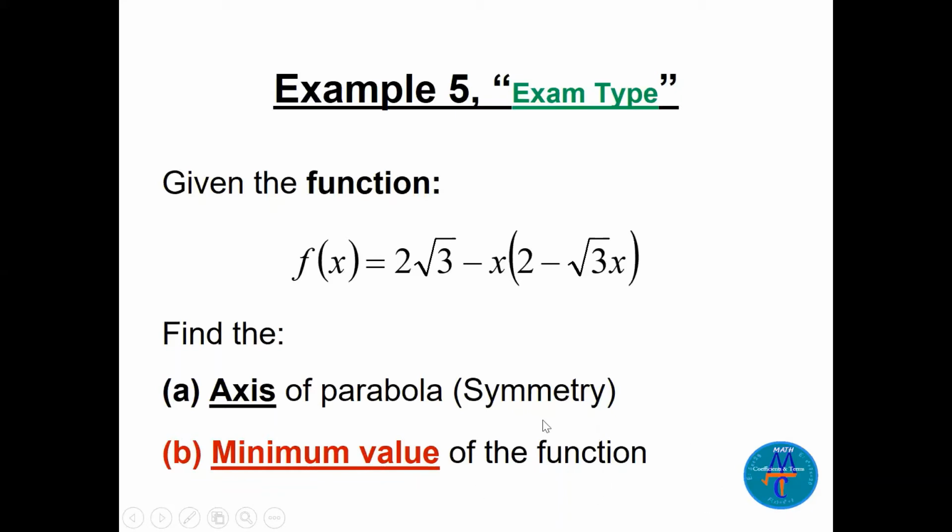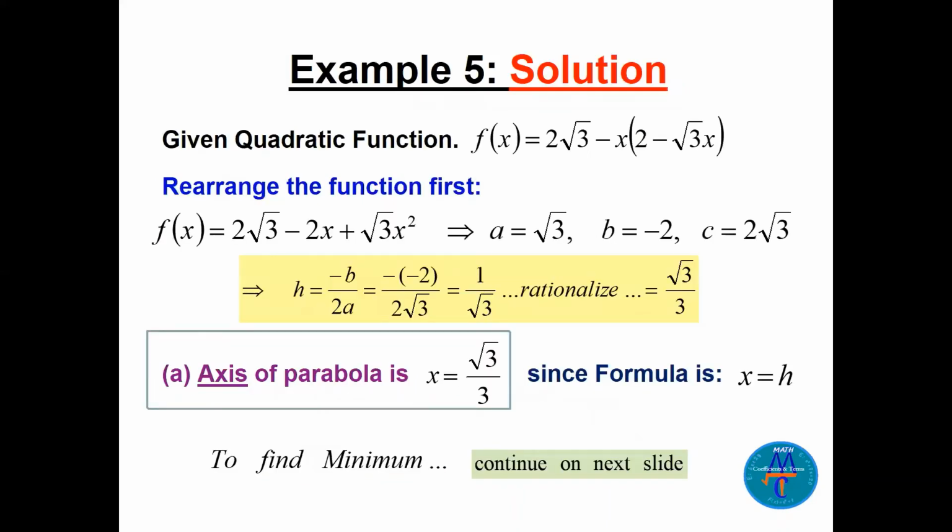And then always you start with the vertex and the standard form. So you rearrange the function here, just multiply: minus 2x, you see here, and then plus square root of 3 x squared. Find a, the coefficient of x squared, and then minus 2 is the b, 2 square root of 3 is the c. Find h, minus b over 2a. Put the numbers there, and you can find it: 1 over square root of 3, rationalize, it will be square root of 3 over 3.